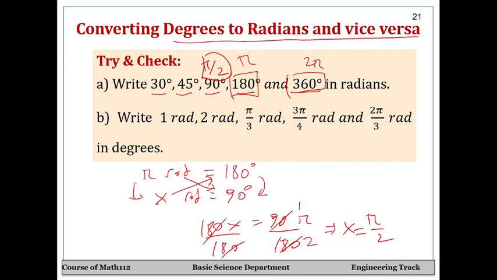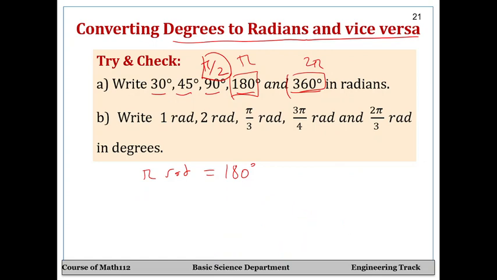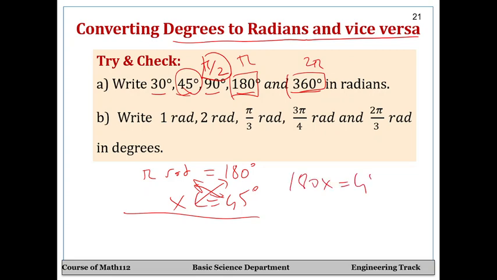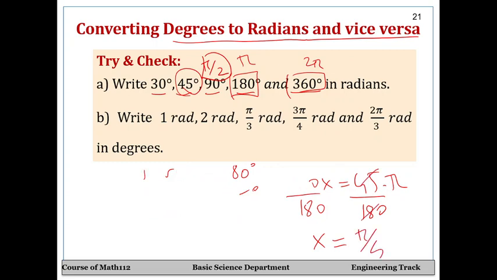Now, let's do the others. I'm using this pi radians is equal to 180 degrees as the base equality, so I'm trying to do everything from here. Let's say 45 degrees, and then let's say x, and you multiply these two and these two. You get 180 x is equal to 45 times pi, and then divide by 180. You want to make x alone here, isolate. So then you will get pi over 4. Now, in the same way, you can do the rest.